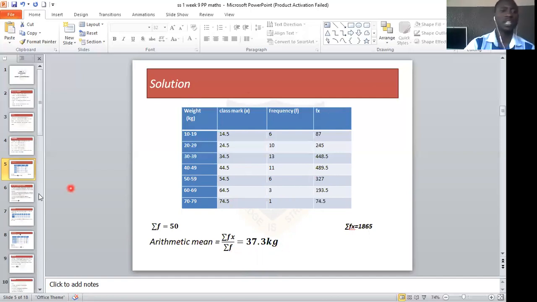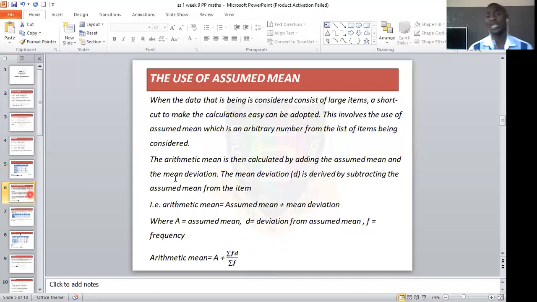37.3. So we go to the next slide, which is the use of assumed mean, which I said earlier is a prescribed mean, but which is still in the caliber of the collection of data given. Let's read. When the data being considered consists of large items, yes, for group data it's always large items, a shortcut to make calculation easy can be adopted. This involves the use of assumed mean, which is an arbitrary number, an assumed number from the list of items considered. It doesn't just come from outside. It has to be within the range of the numbers given. So the arithmetic mean is then calculated using the assumed mean.